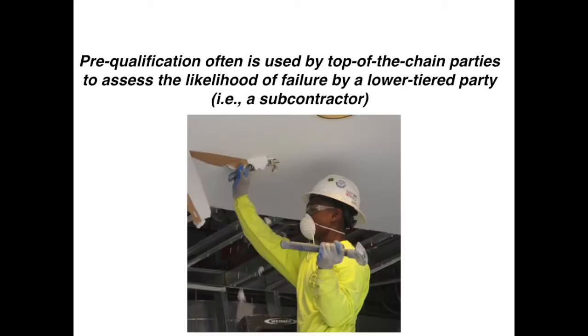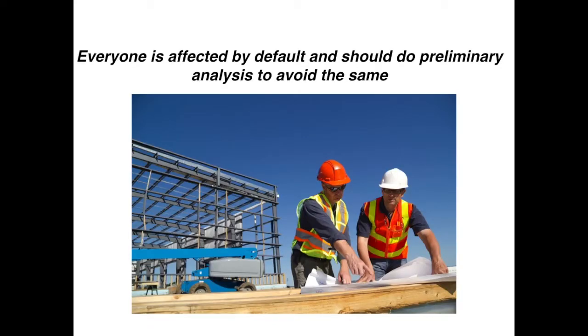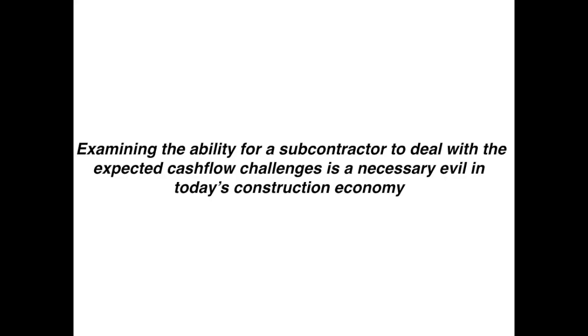Pre-qualification often is used by top-of-the-chain parties to assess the likelihood of failure by a lower-tiered party, such as a subcontractor. But it also can be used by lower-tier parties like subcontractors to assess the problems that might arise by higher-tier parties. Pre-qualification can work both ways. Everyone is affected by default and should do preliminary analysis to avoid the same. Examining the ability of a subcontractor to deal with the expected cash flow challenges is a necessary evil in today's construction economy.